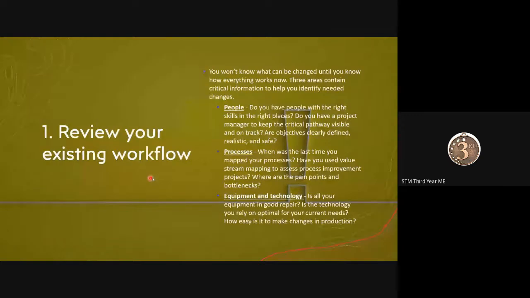Next, under processes, it comes as: when was the last time you mapped your processes? Have you used value stream mapping to assess process improvement projects? And what are the pain points and bottlenecks? Bottlenecks are nothing but the choking of production, or the reasons for the reduction in productivity.